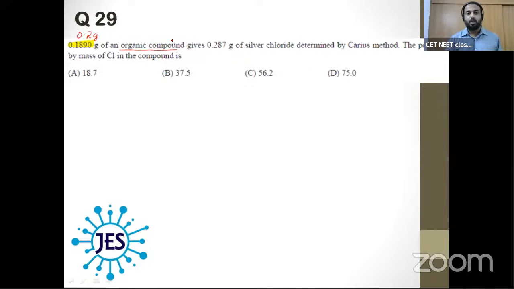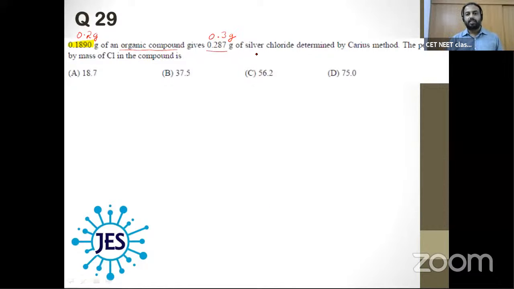This gives 0.287. Again, when you have a number like this, 0.287, these are not user friendly numbers. So when you approximate, your calculations become easy. Okay, so 0.287 I can approximate as 0.3. Please check. 0.3 grams can be approximated. So 0.2, 0.3 is easier to work with.